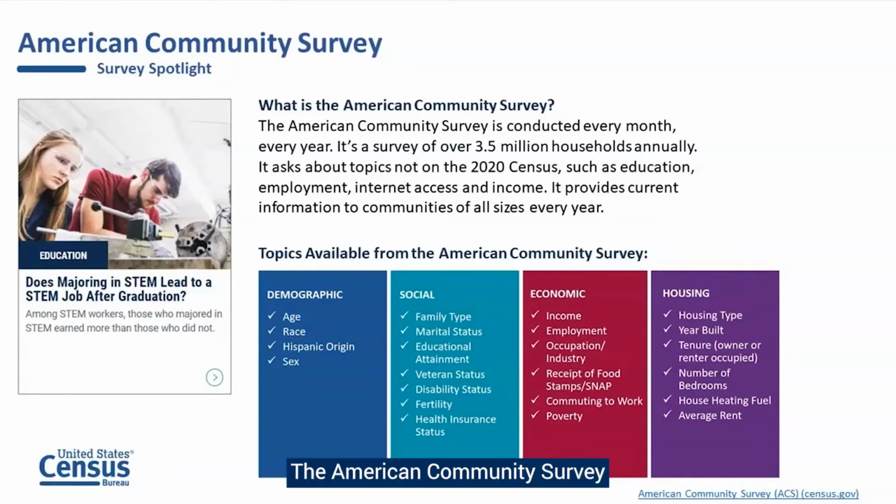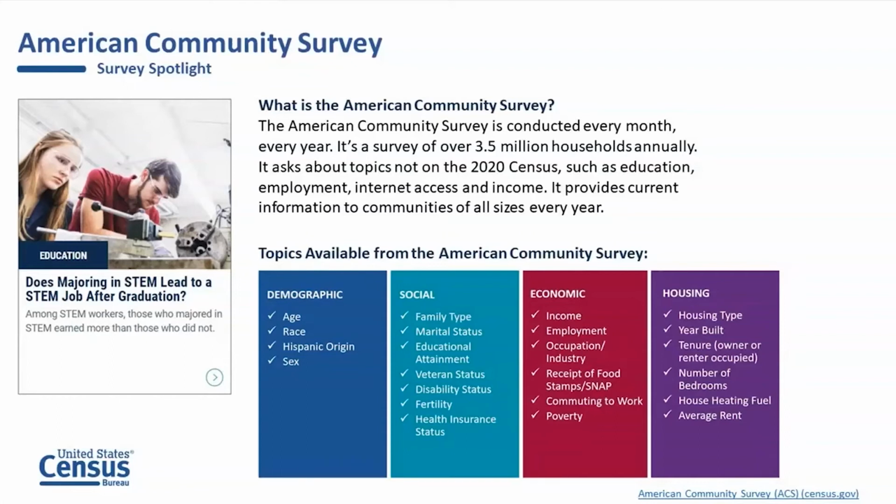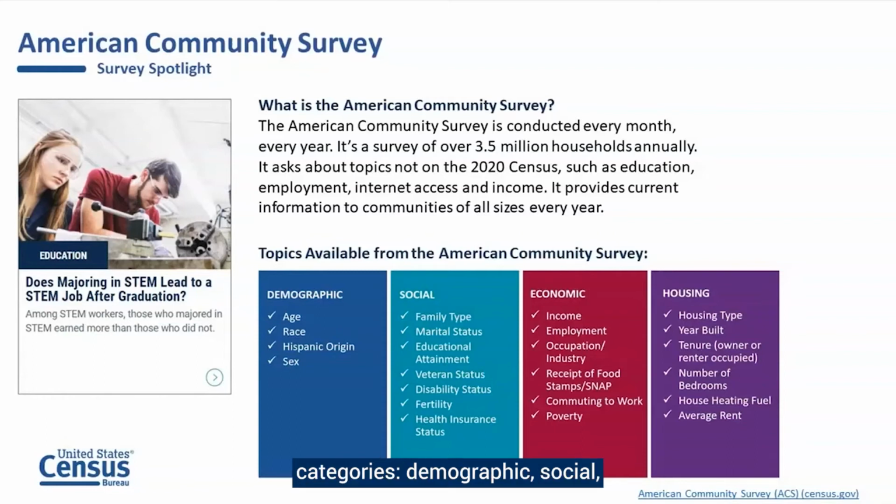The American Community Survey releases annual data and updates for areas large and small. And some examples of the topics are listed at the bottom of the slide and fall into 4 main categories: demographic, social, economic, and housing.